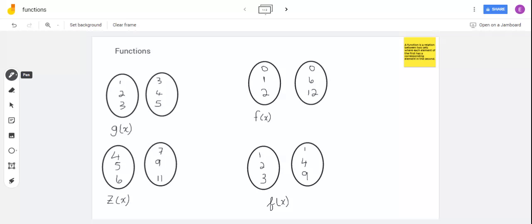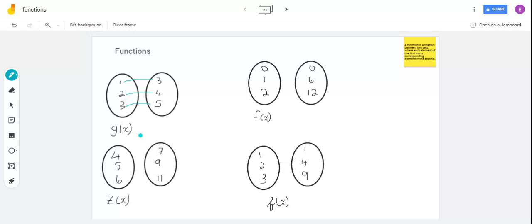Now all functions are relations, but not all relations are functions. Now, what we're going to be doing today is identifying a few functions. When we identify a function, the first thing is that functions are written using f of x, g of x, z of x, whatever. Once you see this, we know that we're talking about a function. So what we are going to do is identify what this function is.